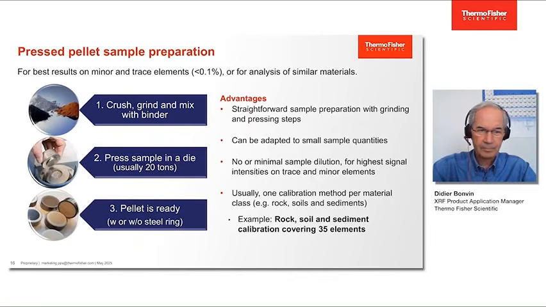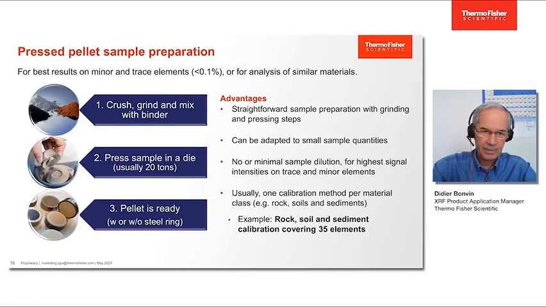The first one would be press pellet sample preparation, because it would provide the best performance for minor and trace elements. When we talk about trace elements, it's less than 0.1% or less than 1000 ppm, or also for the analysis of similar materials. So the preparation is done first by crushing, grinding, and then mixing with a binder if necessary.